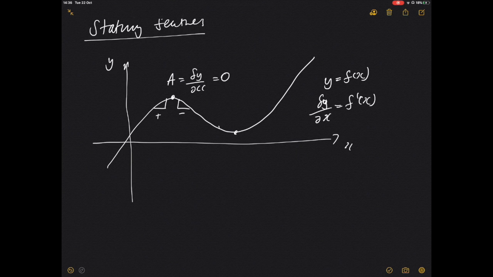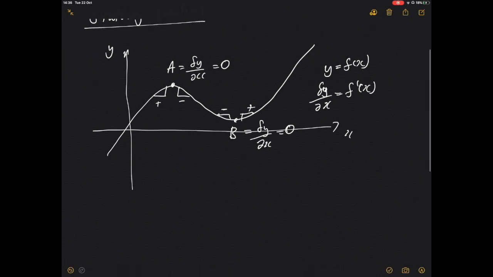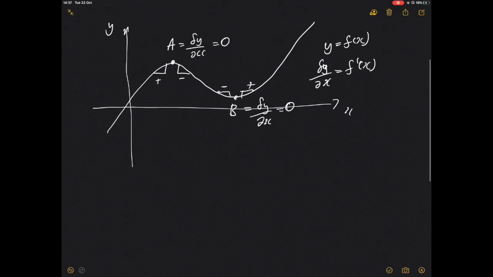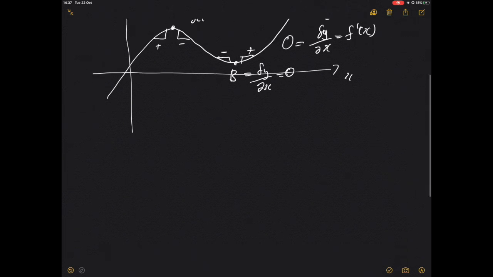Likewise, we'd have a change potentially here where we go from a negative to a positive. So at some point B, we'd have to say that our change in y over our change in x equals 0. Okay, so that makes quite good sense. So we can say that our change in y over our change in x is 0, and we can actually solve for x.